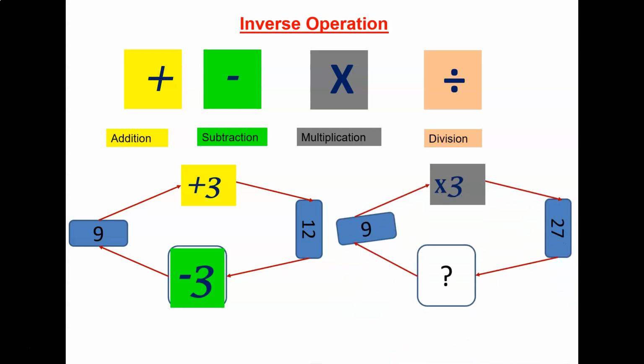I times the 9 by 3, I get 27. I need to divide by 3 to get my 9 back. Division and times are inverse operations. Addition and subtraction are inverse operations. We're going to use this concept of inverse operation to solve linear equations.